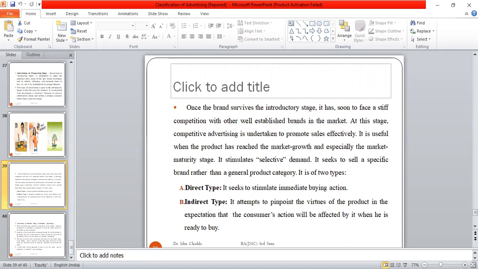It is very useful when the product has reached market growth and especially the market maturity stage. It stimulates selective demand. It seeks to sell a specific brand rather than a general product category. In this particular advertisement, you promote a brand. At the introductory stage, you sell your product, but now at this level, you promote your brand. These have two types. The first one is the direct type, in which you stimulate some action where you want to convey to your customer to purchase immediately, or the indirect type, where you pinpoint various features so the consumer will take action when he is ready to buy.